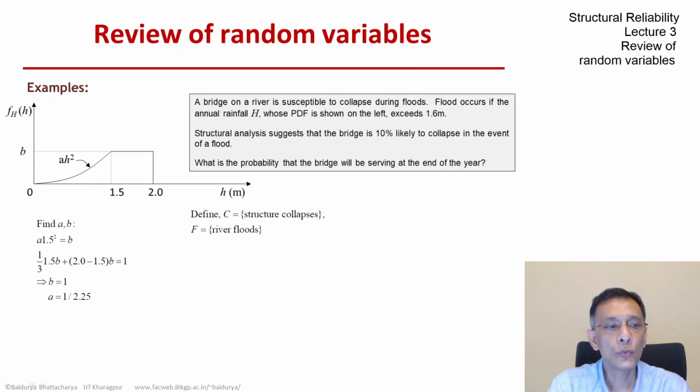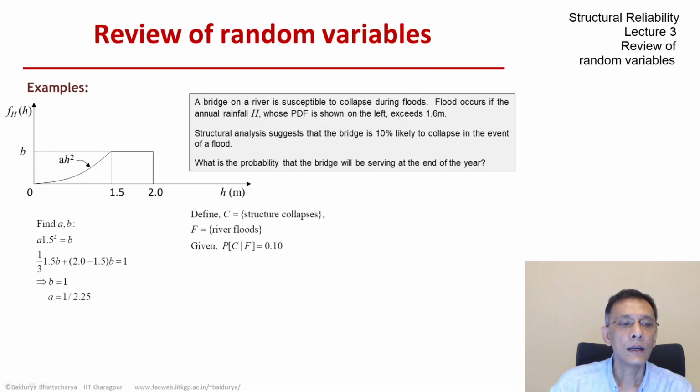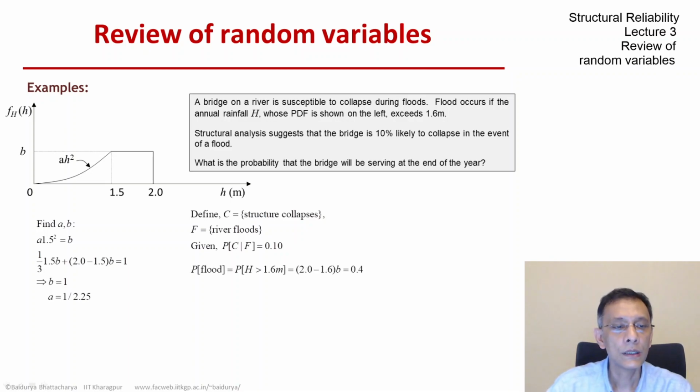And as before, we define our basic events, C, that the bridge collapses, and F, that the river floods. And as I said, F this time is given in terms of the random variable h. So P of flood is P of h greater than 1.6 meter, and that would be simply the area to the right of 1.6 under the PDF curve. So in effect, that's 1.6 to 2 meter, because 2 meter is the maximum possible value, and that gives me a flooding probability of 0.4.